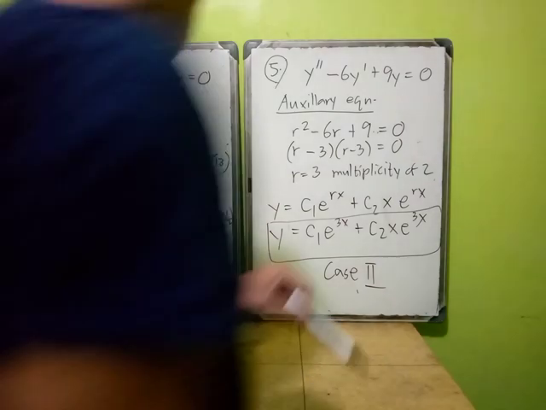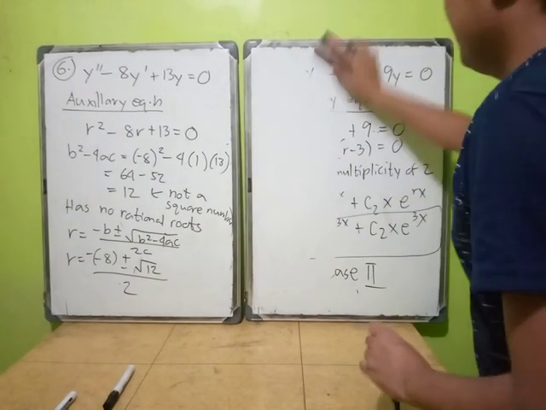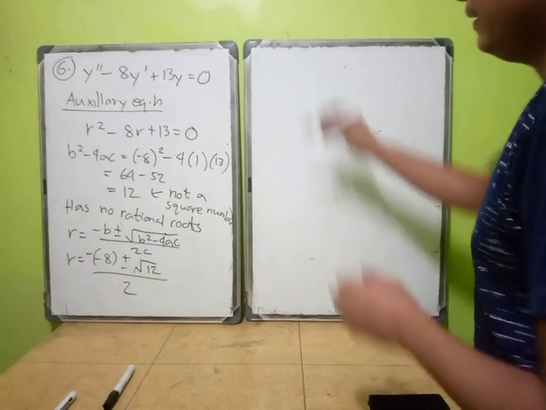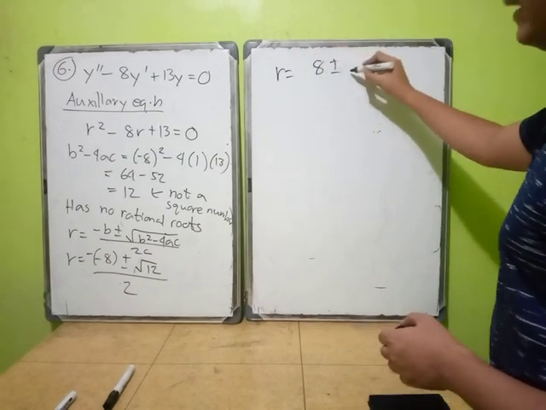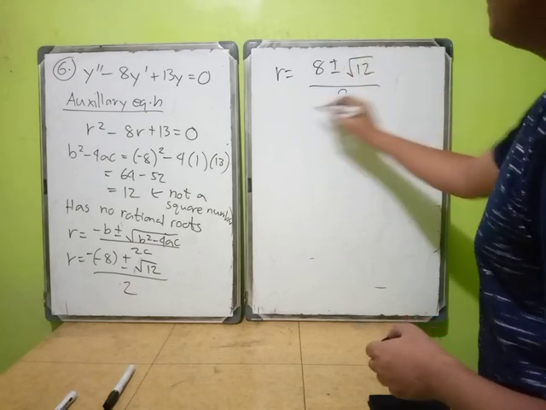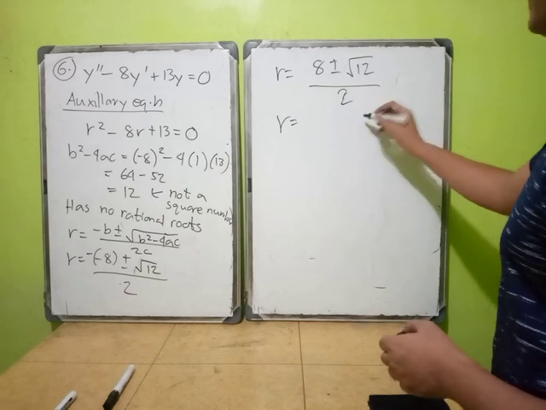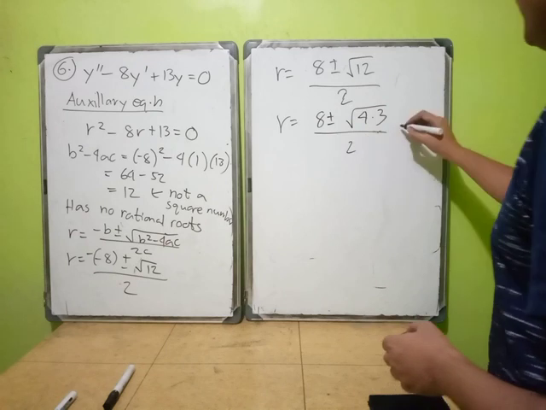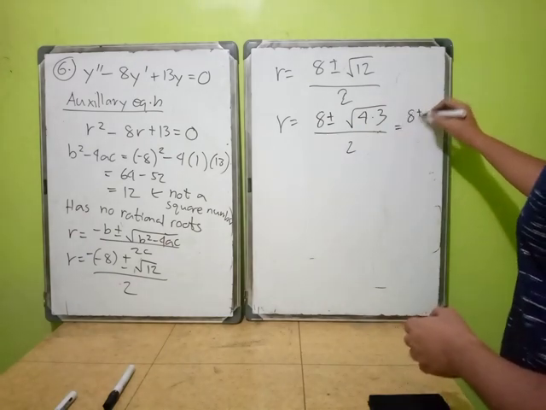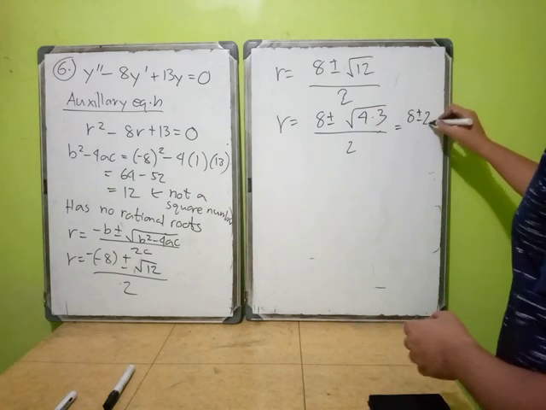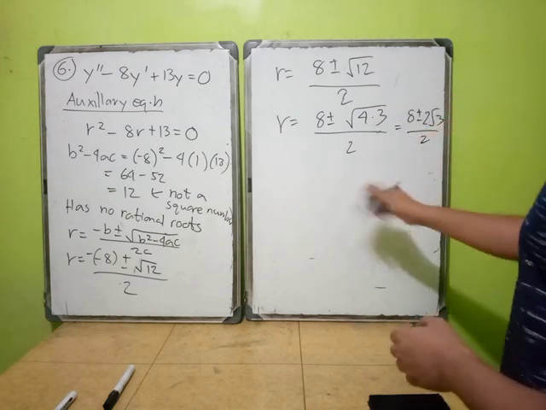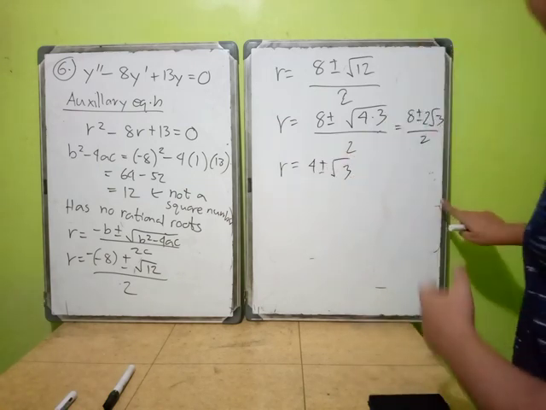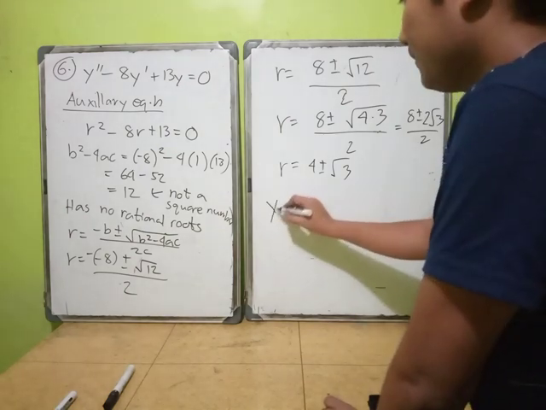So I will use this portion. Therefore, we got r equal to 8 plus minus square root of 12 over 2. The square root of 12, we can factor out 4, so we get 8 plus minus 2 square root of 3 over 2. So it becomes r is equal to 4 plus minus square root of 3. So it has two real and distinct roots. So this is case 1.